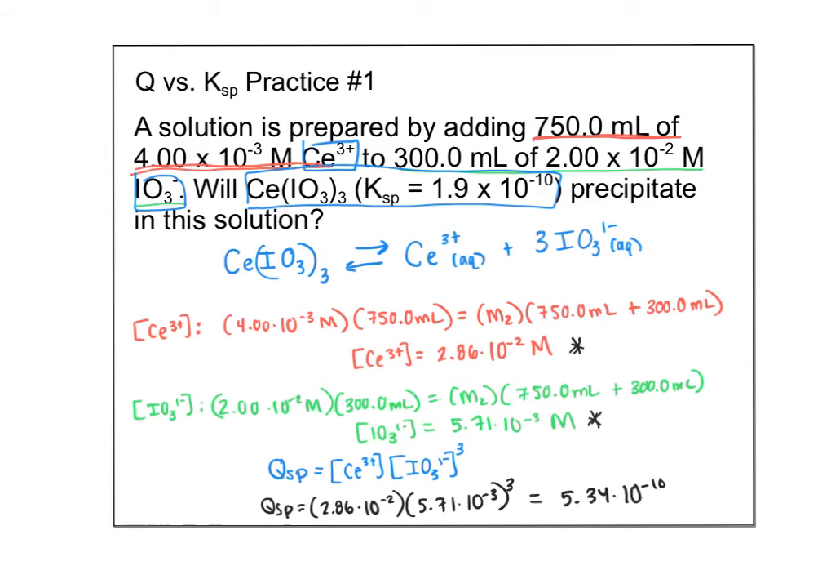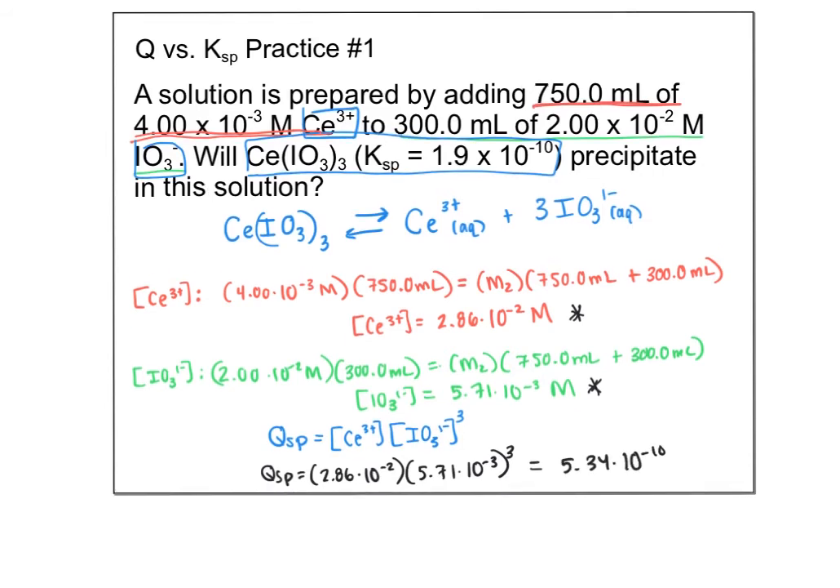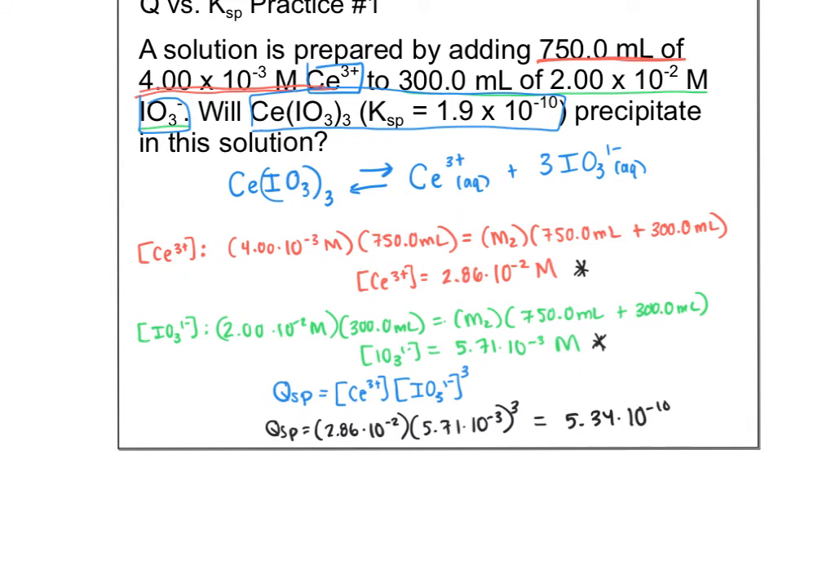10th. What we're going to do is compare that to the provided KSP, which they told us up in the problem right here. So KSP is equal to 1.9 times 10 to the negative 10th. Let's compare these. I can put them on a number line. They're both times 10 to the negative 10th, so really, all I'm doing is comparing 1.9 to 5.3. This is Q, this is K.